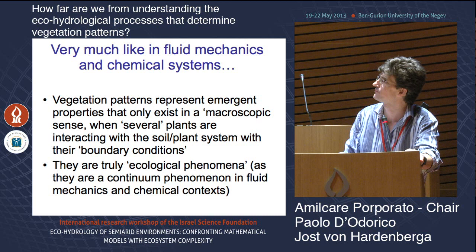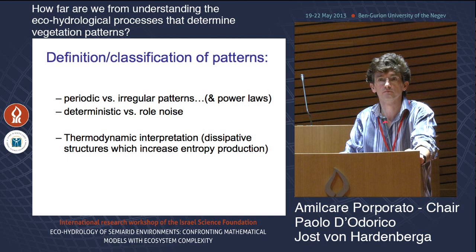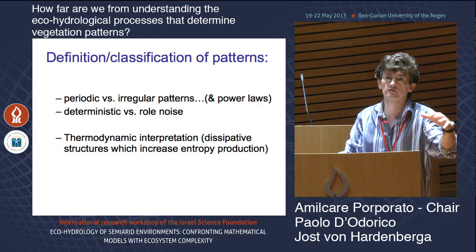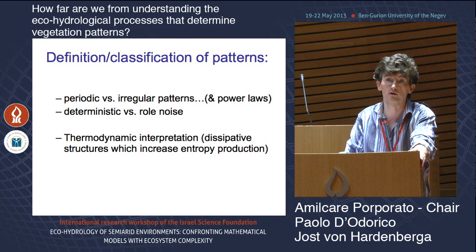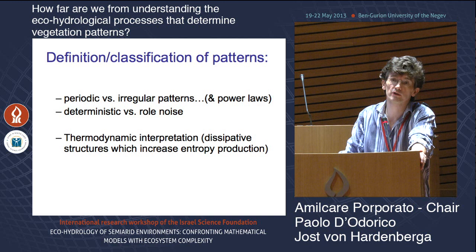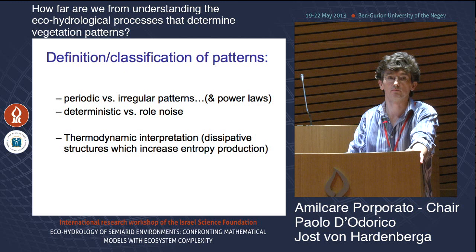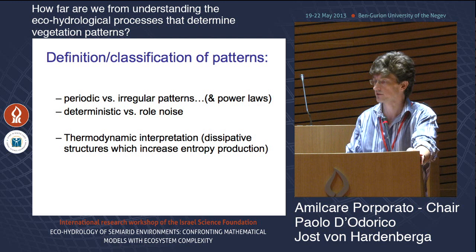And then, of course, there is the question that we, Jost and Paolo, discussed. Well, we need to define them more rigorously and provide a classification of these, which is something that has not been done completely, discussing what is truly deterministic versus irregular, the role of distributions of geometrical properties of them, including the famous power laws that were discussed yesterday, the role of noise, and their thermodynamic interpretation. There is lots of research that still needs to be done in this direction. We heard yesterday mentioning of Prigogine and the organization of dissipative structures in thermodynamic systems out of equilibrium.